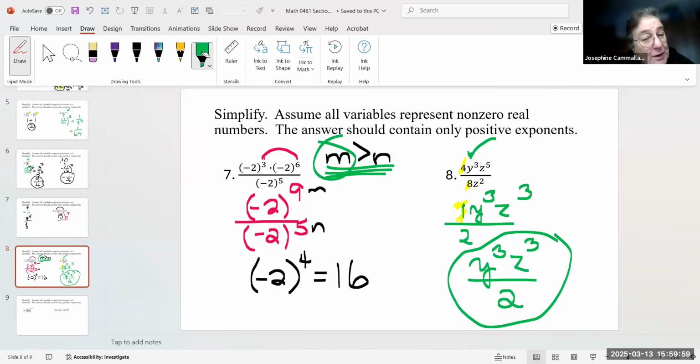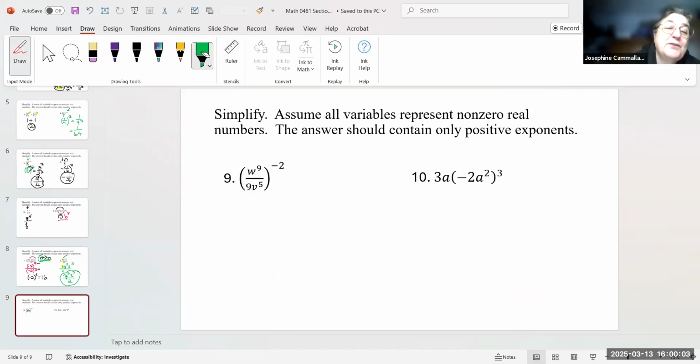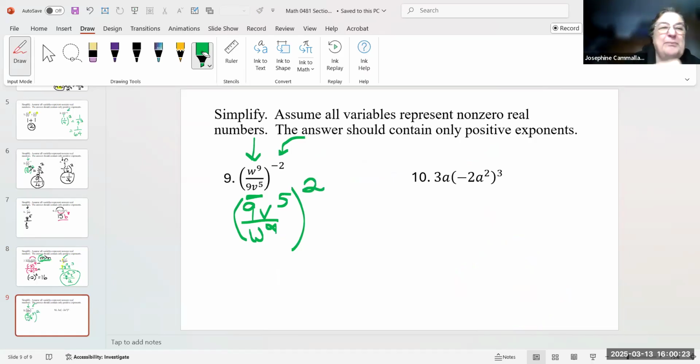Now, here's one more slide to help you remember everything we did from chapter 2. Okay, first off, negative exponent. This is going to flip, which gives me 9 v to the 5th, w to the 9th, to the power of 2. Let me make that a better 9.